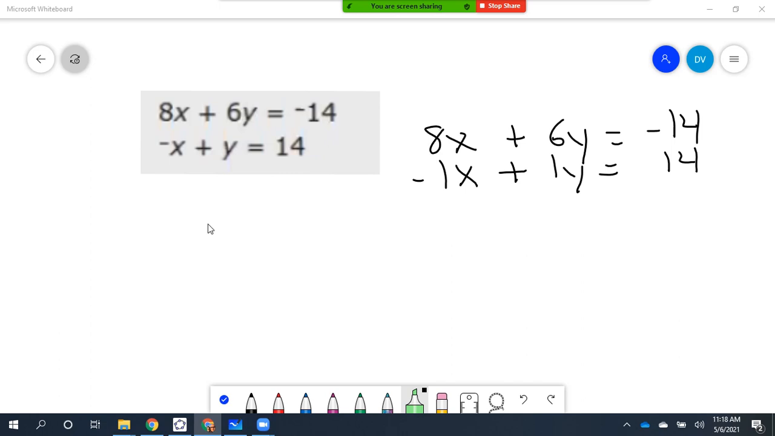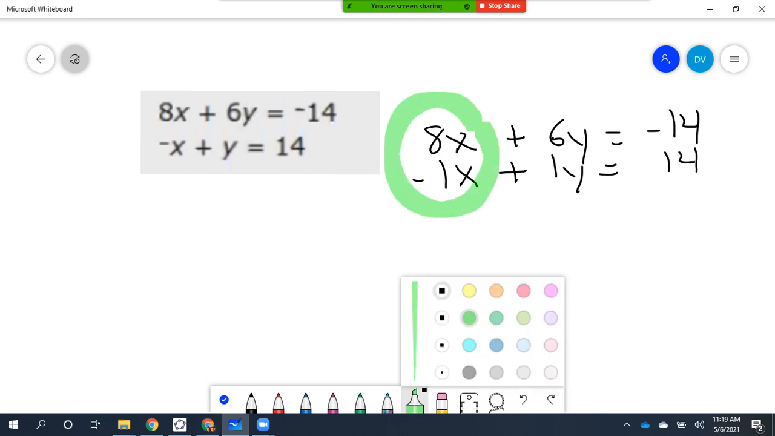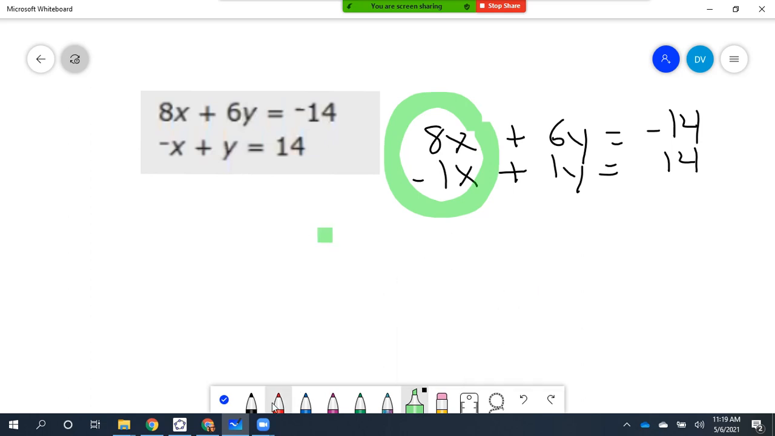So if we eliminate x, what we want is to have a positive 8 and a negative 8. Well, we got the positive 8, but we don't have a negative 8. And the whole reason yesterday that we did those multiples or those equivalent equations was so that we could end up being able to do that here.